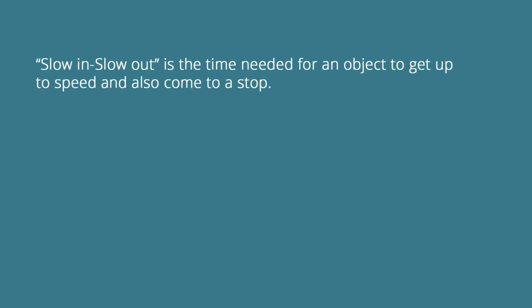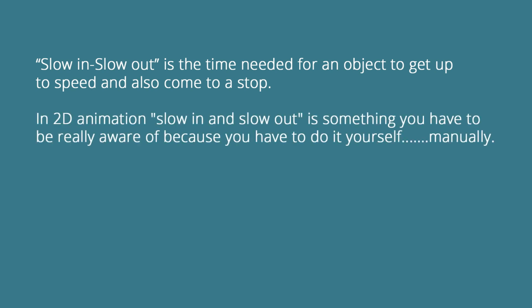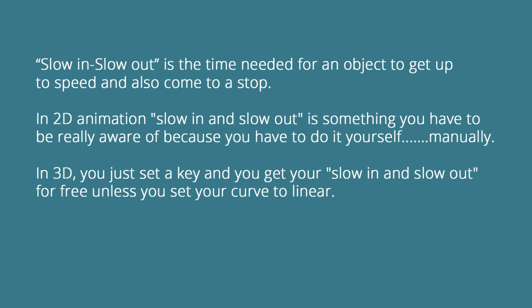So slow in and slow out is the time needed for an object to get up to speed and also to come to a stop. In 2D animation, slow in and slow out is something you have to be really aware of because you have to do it yourself, manually. In 3D, you just set a key and you get your slow in and slow out for free, unless you set your curve to linear. Let's take a look.